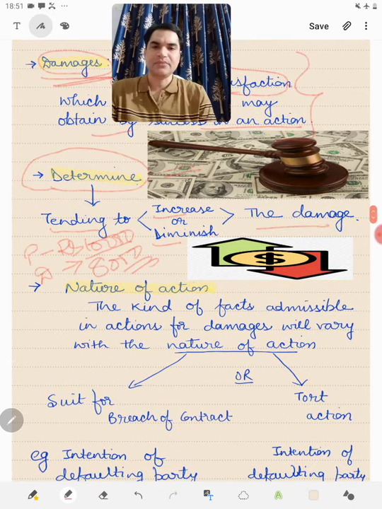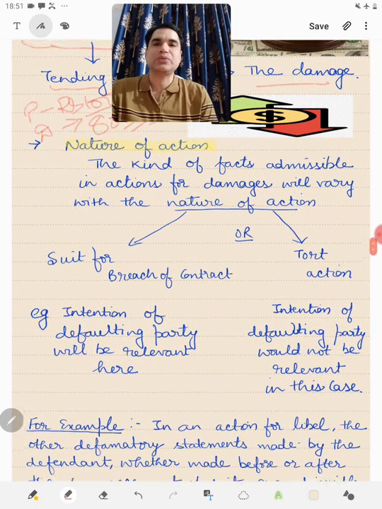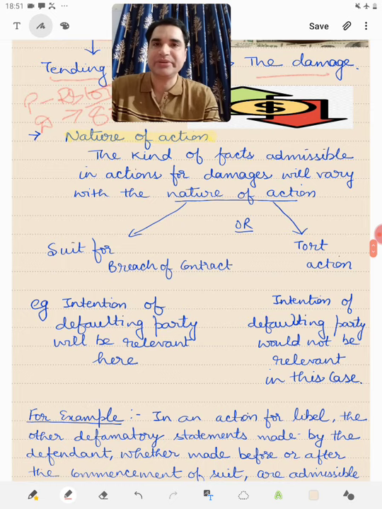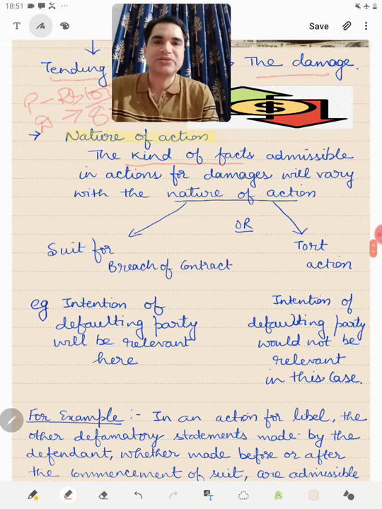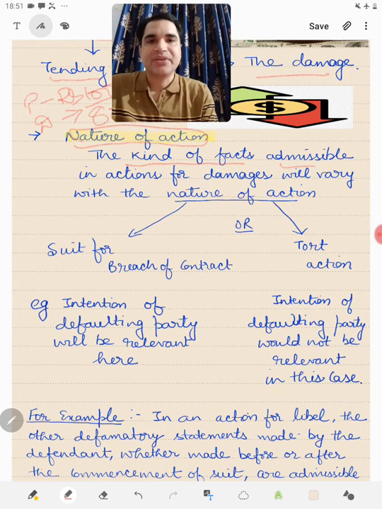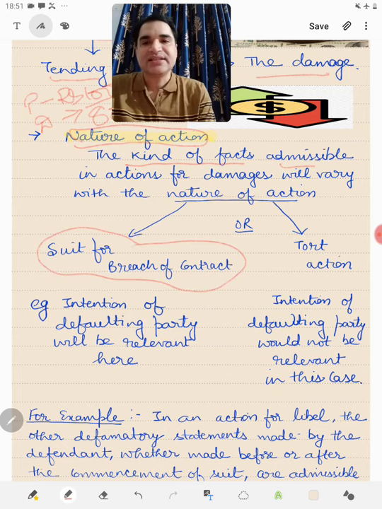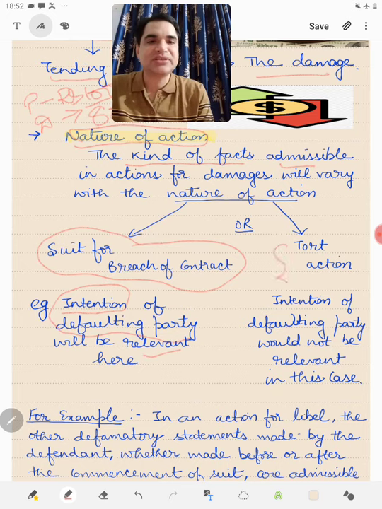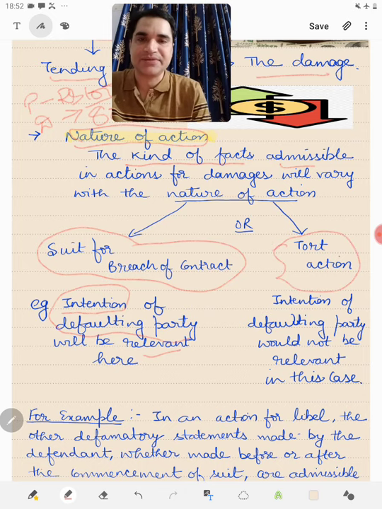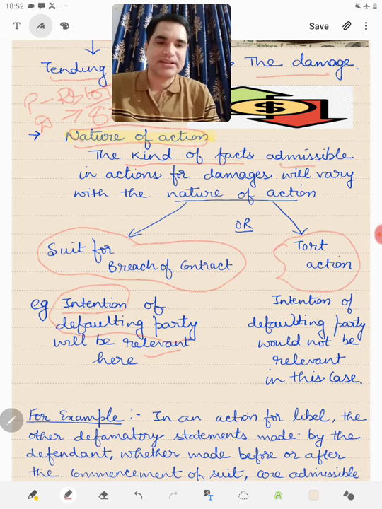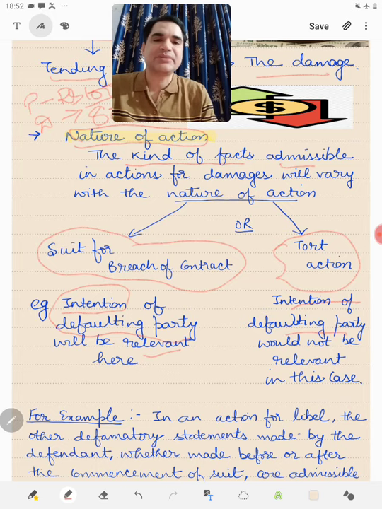Then it will also depend upon what kind of facts will be relevant. The kinds of facts which will be relevant or admissible under this section will depend upon the nature of action. For example, if the nature of action is a suit for breach of contract, then in that case the intention of the defaulting party will be relevant. But if the same suit is for any tortious action, then generally the intention of the defaulting party would not be relevant.